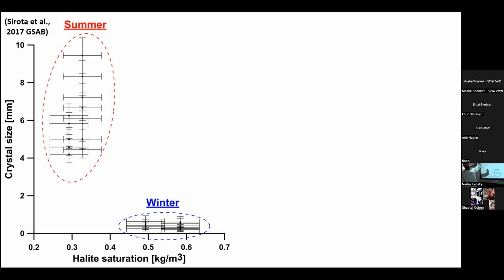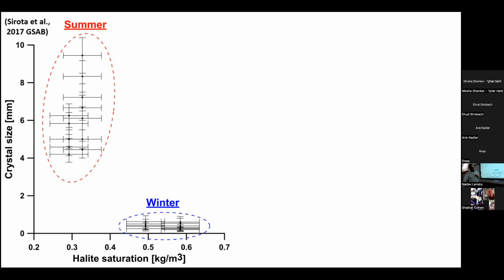They have drills this size from many places in the world, and they open the core and ask themselves, what can I learn from the texture? So here, I will show you that a little bit. Crystal size, coarse, fine, and this is halite saturation.